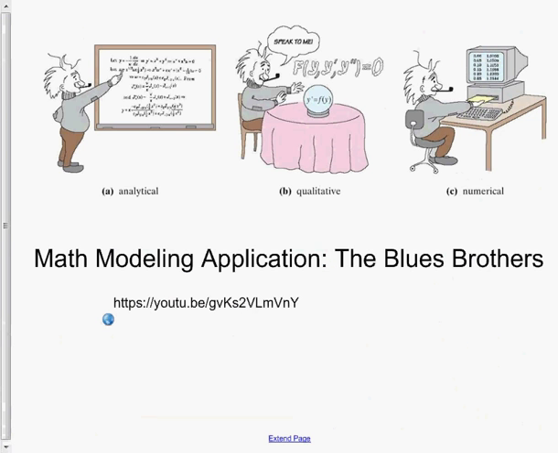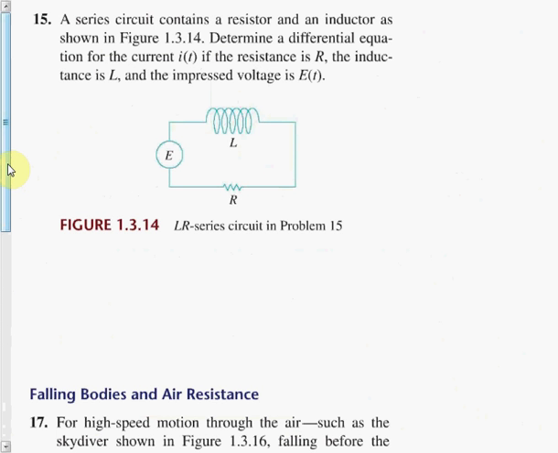So let's see. Number 15. A series circuit contains a resistor and an inductor, as shown in the figure there. Determine a differential equation for the current i of t if the resistance is R and the inductance is L and the impressed voltage is E. Do you know that differential equation?